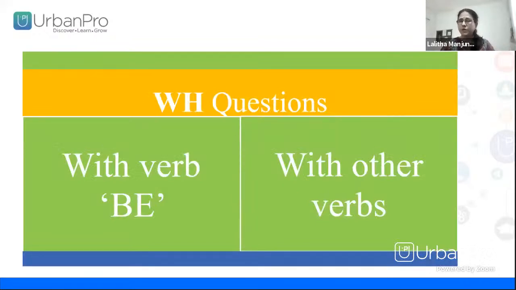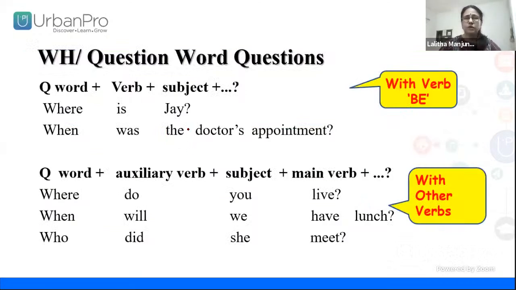Again, like we did for yes, no questions, we can make WH questions with the verb be or with other verbs. When I have only the verb be, is or was, these are the different forms of the verb be as we already saw. The structure is the same as it was for yes, no questions. I just add a question word. Where is Jay? When was the doctor's appointment? So I just add a question word to the yes, no question.